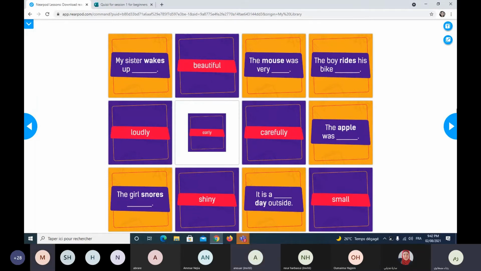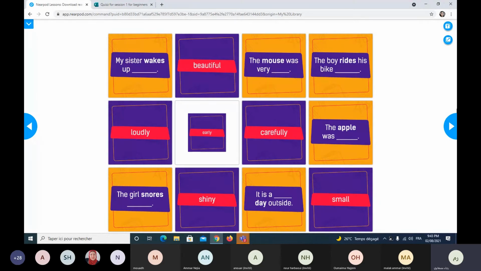The mouse was very small. Very good. The mouse was very small. Thank you. Malek? It is a beautiful day outside. Good, very good. It is a beautiful day outside. Yes, thank you.